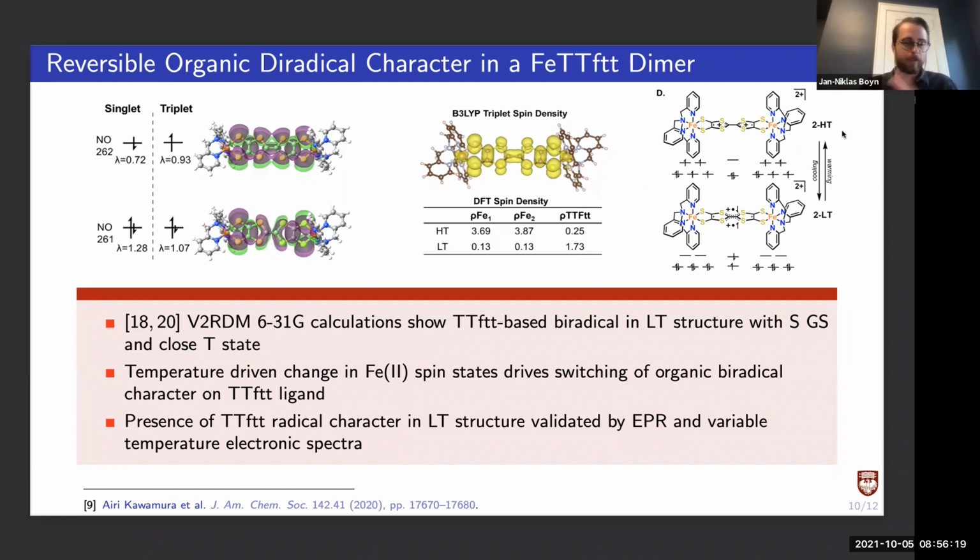The Jan-Niklas group then carried out some more experiments, and they did indeed validate by EPR and variable temperature electronic spectra that at low temperature, you do have the signature of an organic biradical. So currently, further research is being undertaken on these by changing the ligands and changing the metal centers in order to synthesize a molecular qubit using these kinds of scaffolds.